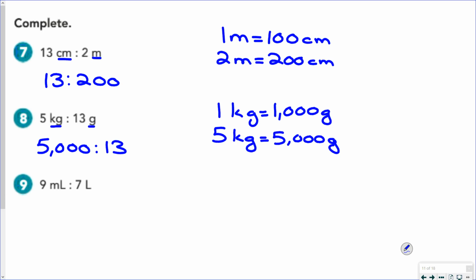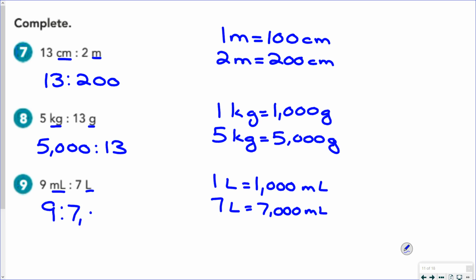And then finally, we have milliliters and liters. Well, 1 liter is equal to 1,000 milliliters. You just take out the meters that we did previously and put liters in. And is it easier to go from 1 to 7 or 1,000 to 9? Well, it's easier to go from 1 to 7. So if 1 liter is 1,000 milliliters, 7 liters would be 7,000 milliliters. So our ratio would be 9 to 7,000.